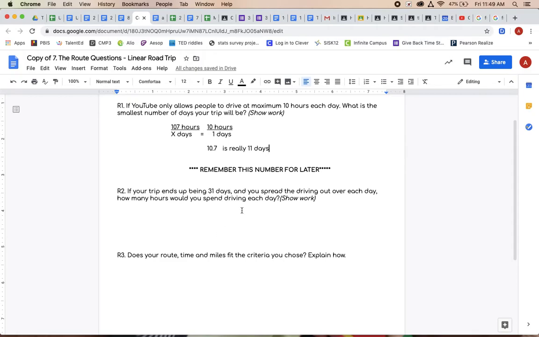The second one's kind of the same thing. Here I was trying to figure out how many days for my hours, and now I want to go for 31 days. So if I want to know how many hours I would have to drive if I wanted my trip to be 31 days. Does that make sense?